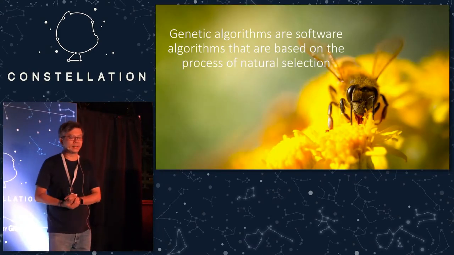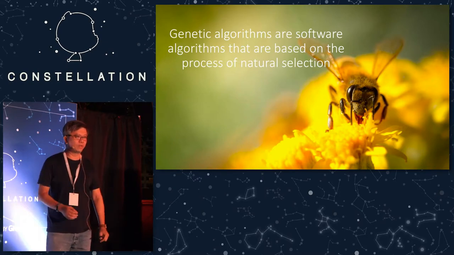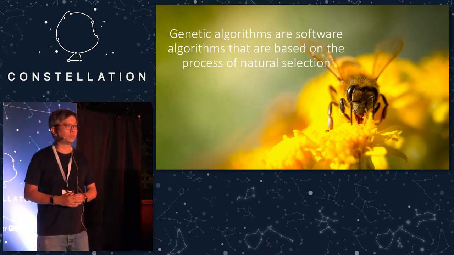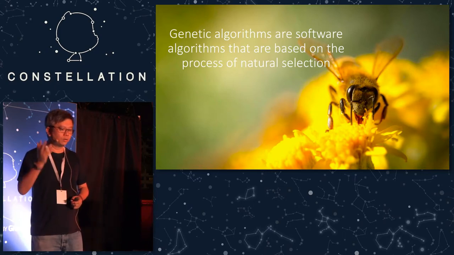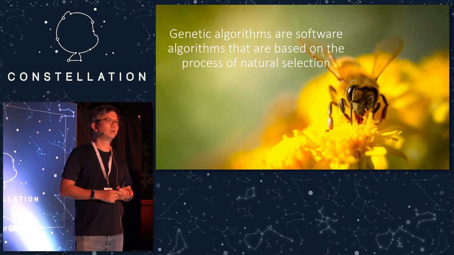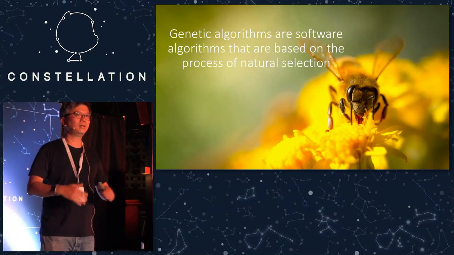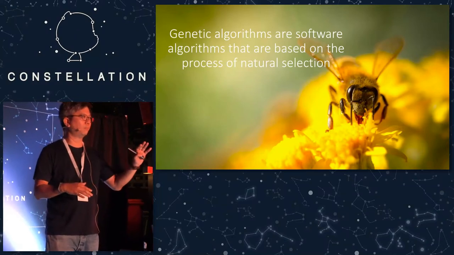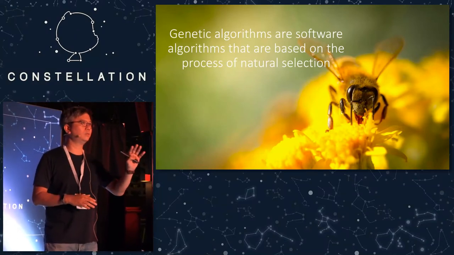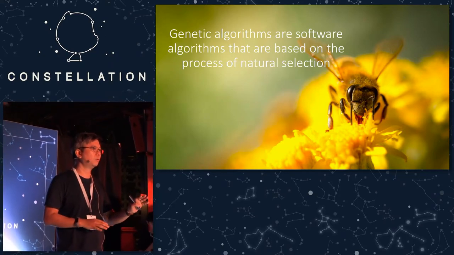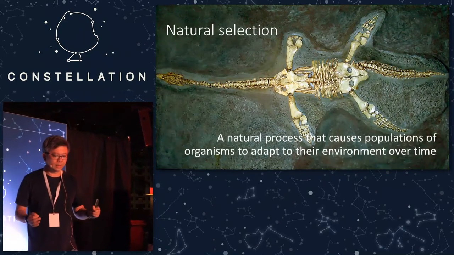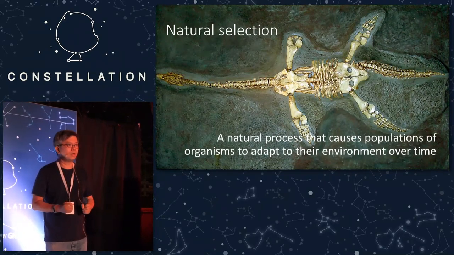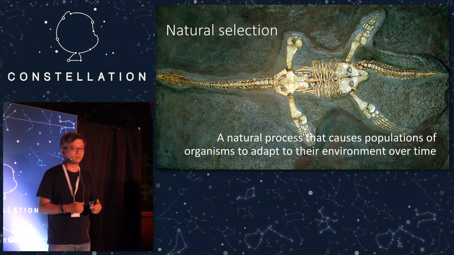Okay, what are genetic algorithms? So the definition here, they are software algorithms that are based on the process of natural selection. Going back to the bit of biology. Anyone here knows what natural selection is? One guy, two guys? Really? Nobody knows what natural selection is? Anyone here, like three guys, from your secondary school days, high school days, or whatever? No? Okay, let me try to push on, right? So natural selection is a natural process that causes populations of organisms to adapt to the environment over time.